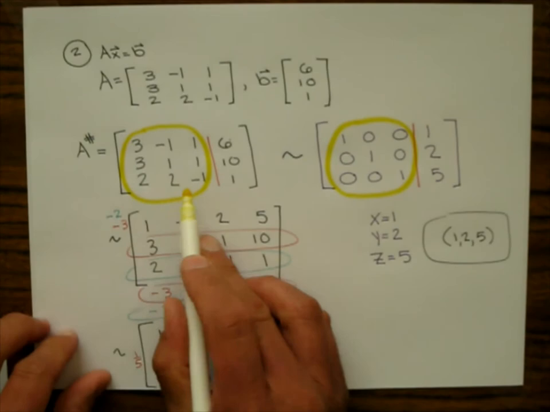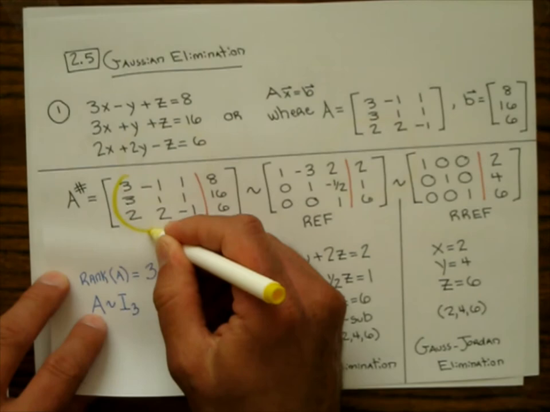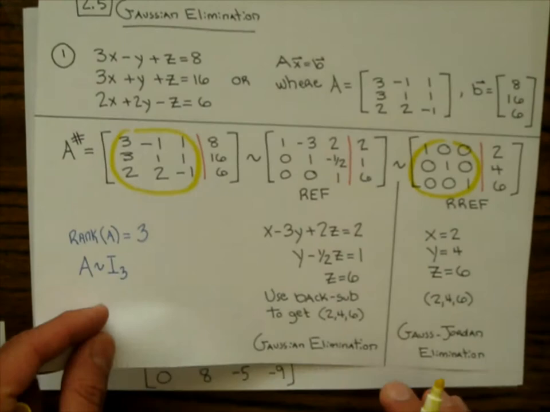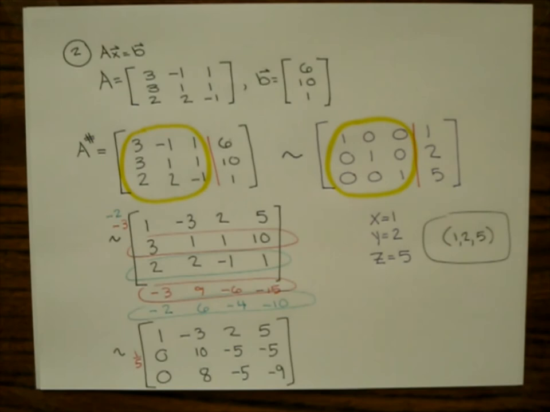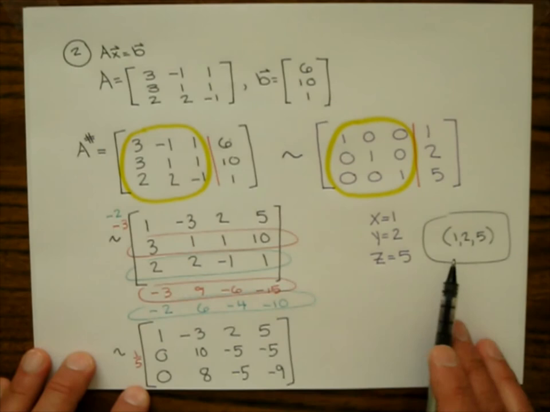So this is row equivalent to the identity, and we could have said the same thing here. Look at this guy right here. It's the same matrix, row equivalent to the identity. Okay, so that's not surprising. And let me move some of this work out of the way here. This system here, AX equals B, the way it's set up right here, has a unique solution. For this problem, it's 1, 2, 5.